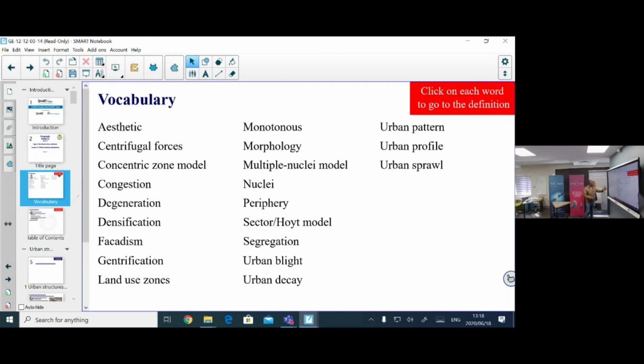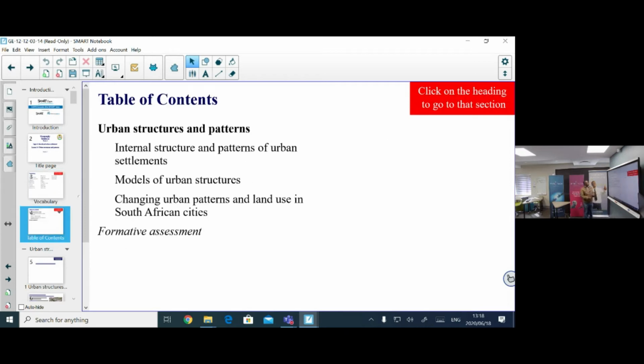So let's look at the contents that we're going to look at. We're going to look at the internal structure and patterns of urban settlements, models of urban structures, changing urban patterns and land use in South African cities.